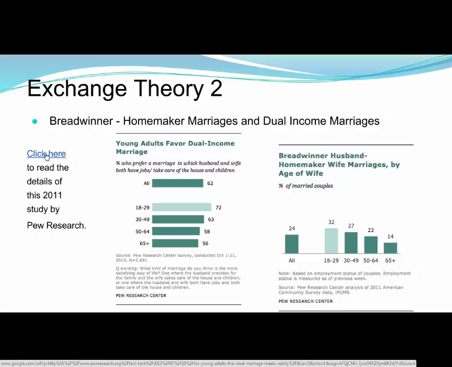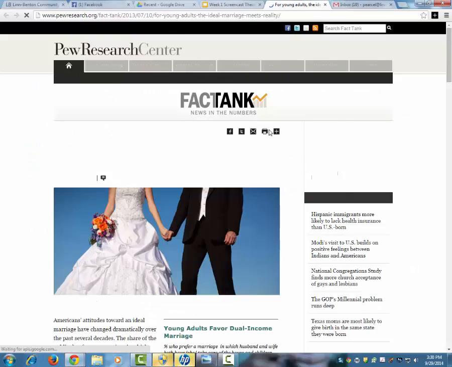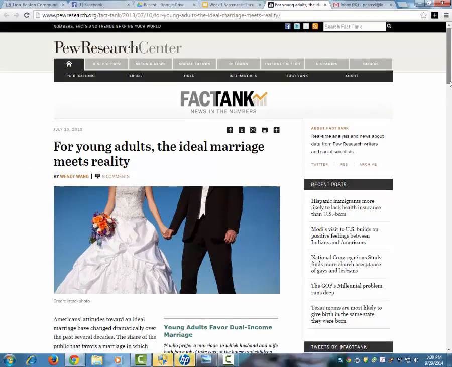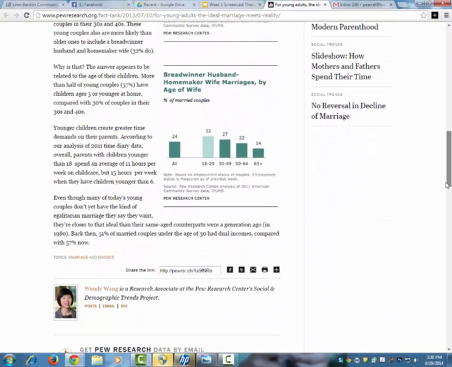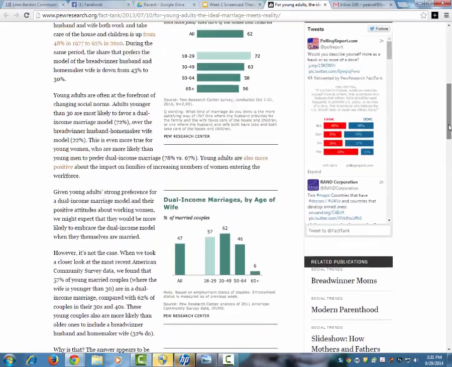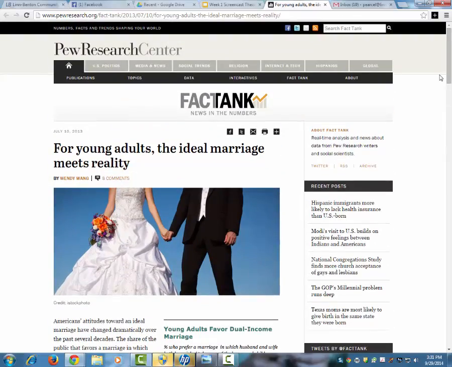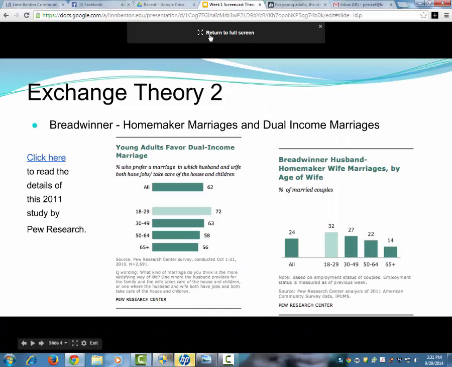So I'm just going to click here and take you to the Pew Research site. You can see there's a little bit of an article, and there are actually some more graphs to illustrate more. I really like this site. This is one you could use quite a bit for your weekly wonders and in your projects, your midterm and your final projects. So I just wanted to show you this website too. It's called Pew Research.